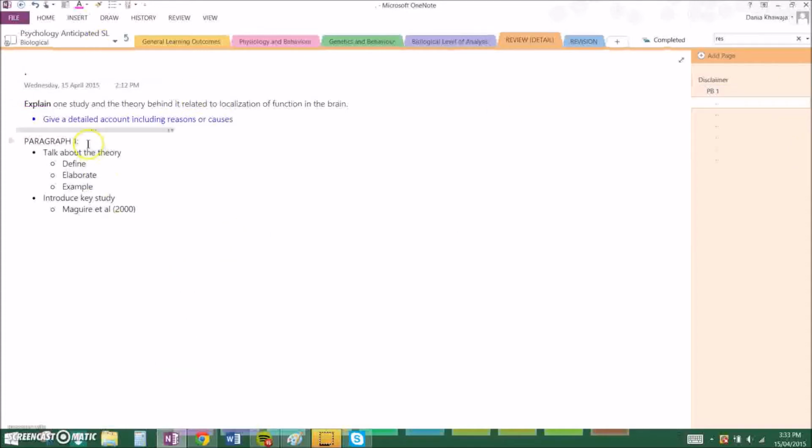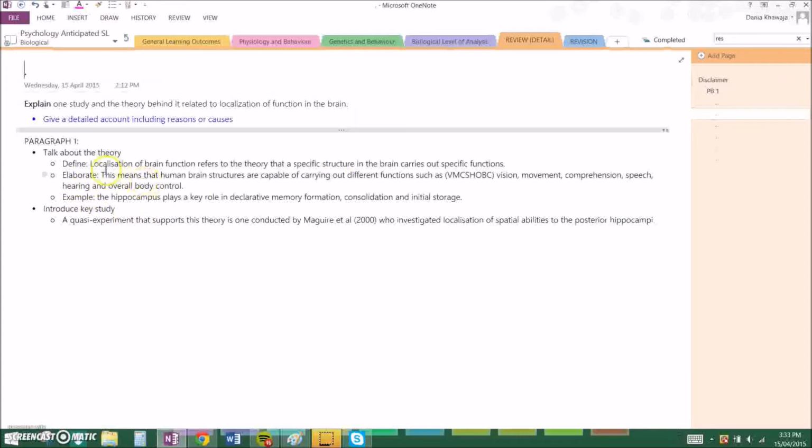So basically, paragraph 1, you will talk about the theory, you will define localization, elaborate upon it, and give an example. I usually refer the example to Maguire et al., and that's a good linking sentence to introduce it. I said that localization of brain function, you must say localization of brain function, refers to the theory. You have to state the fact that it is a theory, even if it is in the question.